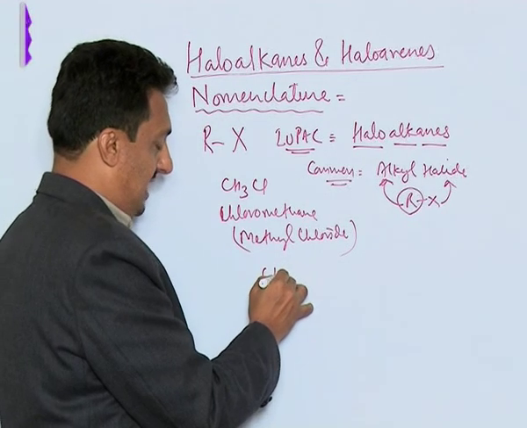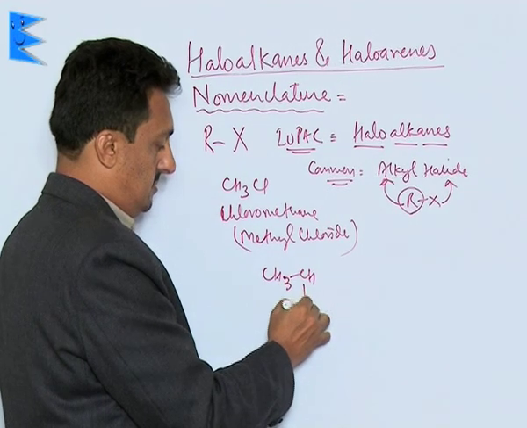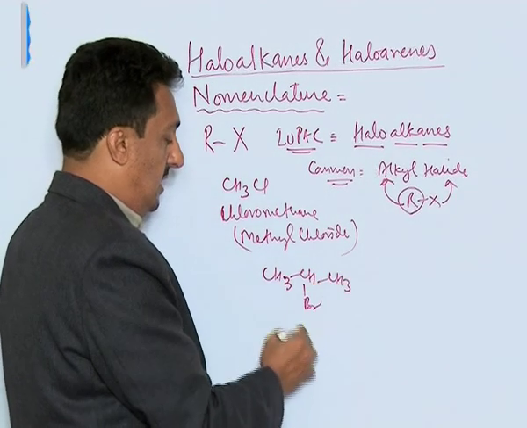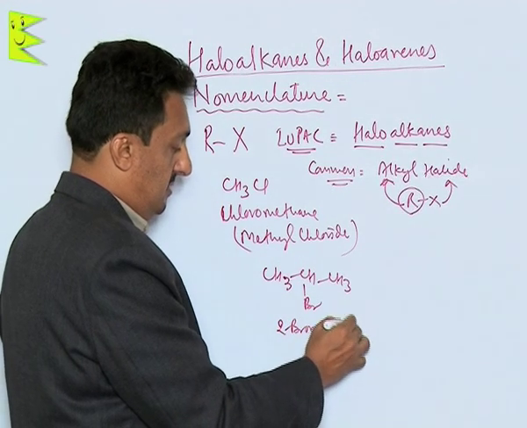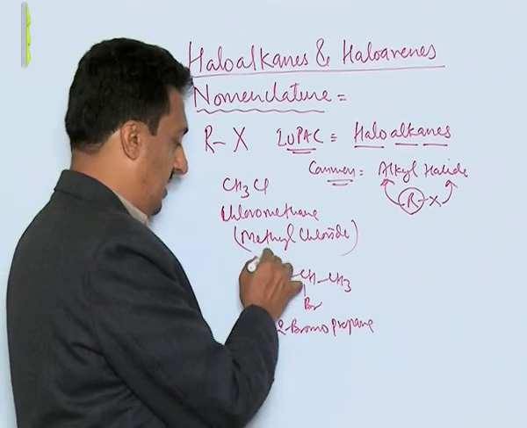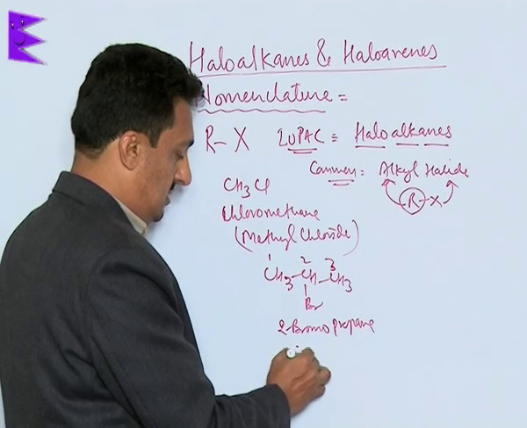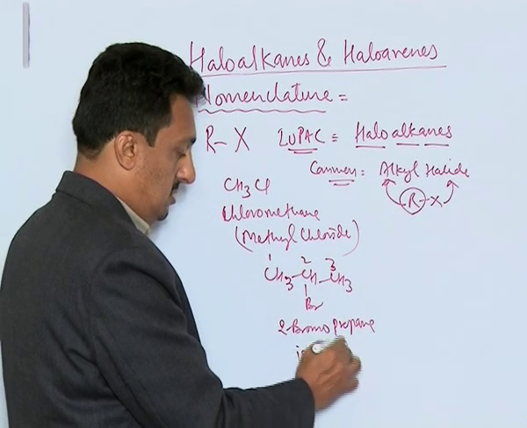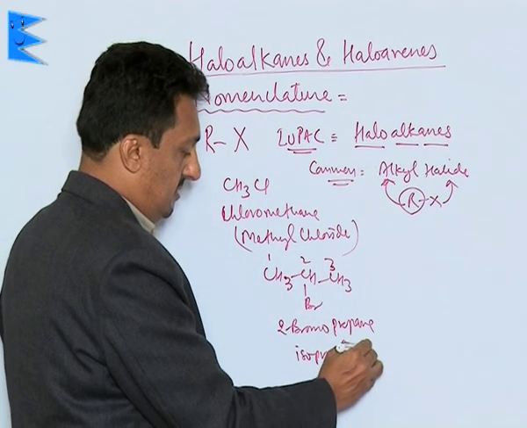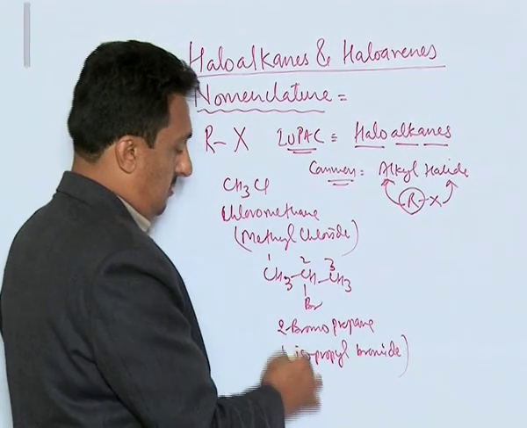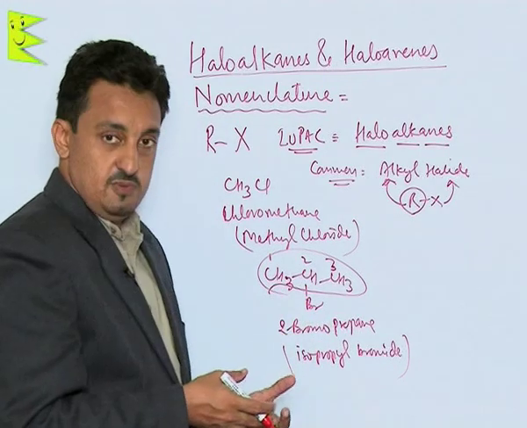Now, if it is like this, we call this 2-bromopropane, because this is how we name it. Whereas in common nomenclature, we call this isopropyl bromide, because this structure of the carbon chain is called iso.